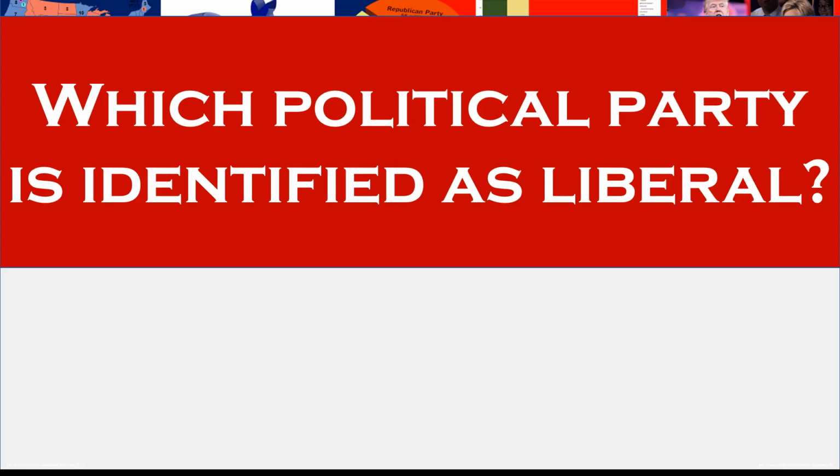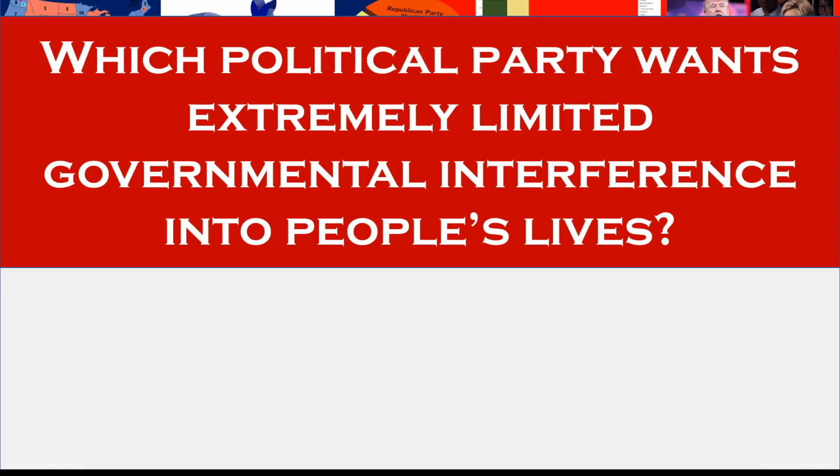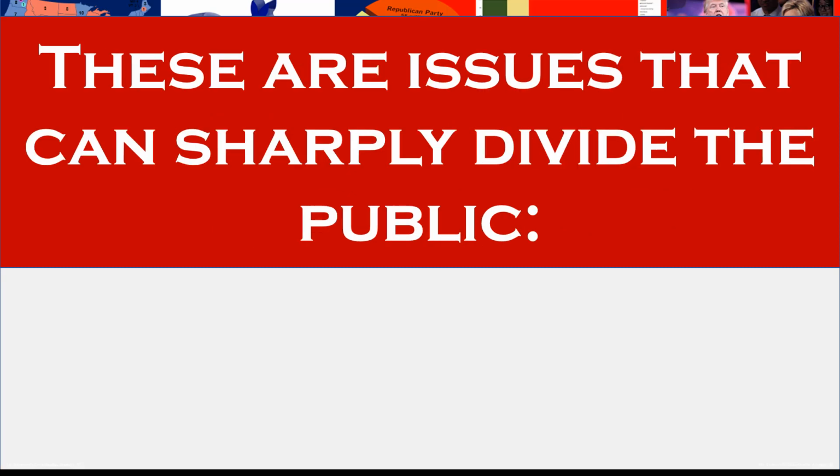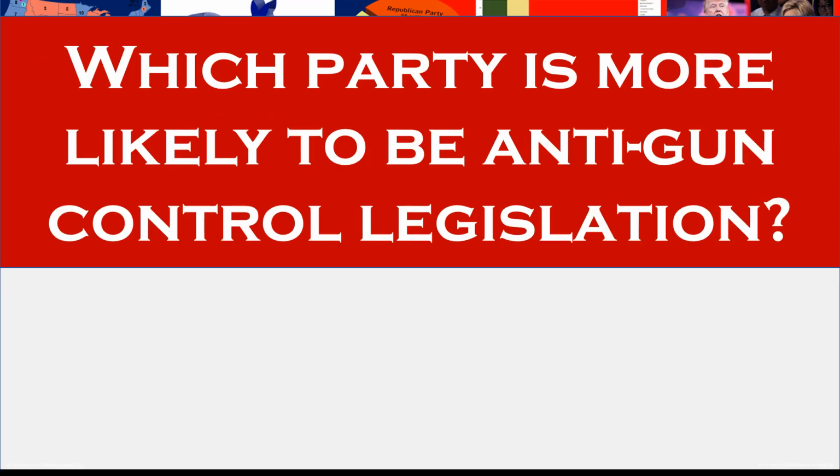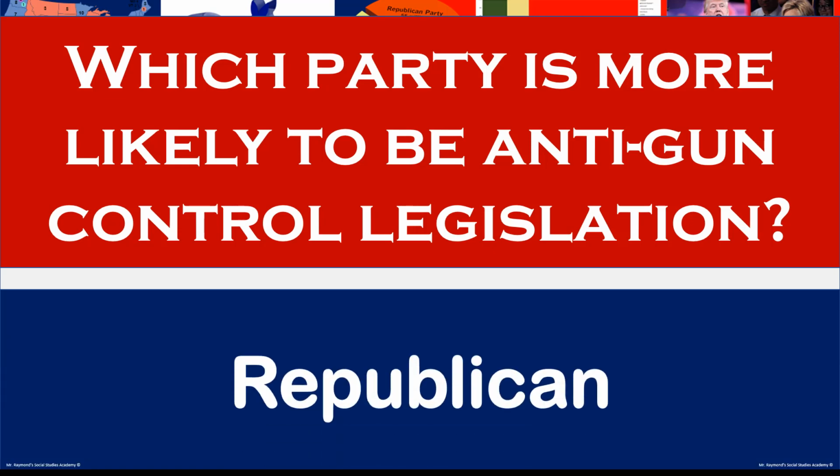Which political party is identified as liberal? Too easy. The Democrats. Which political party wants extremely limited governmental interference into people's lives? I said extremely limited. The Libertarians. These are issues that can sharply divide the public. Wedge issues. Which party is more likely to be anti-gun control legislation? I don't mean anti-gun, just the control part. That would be the Republicans.